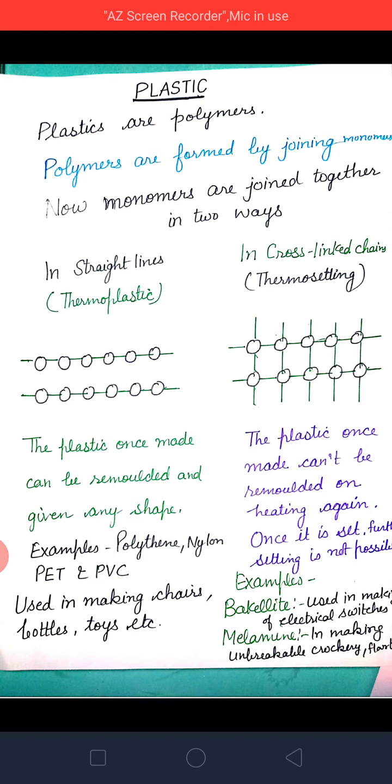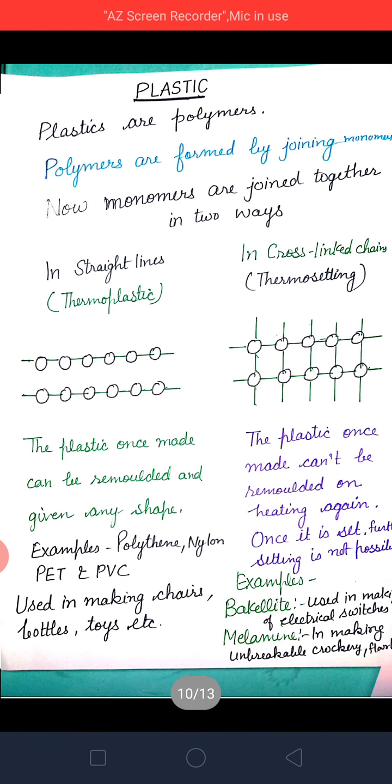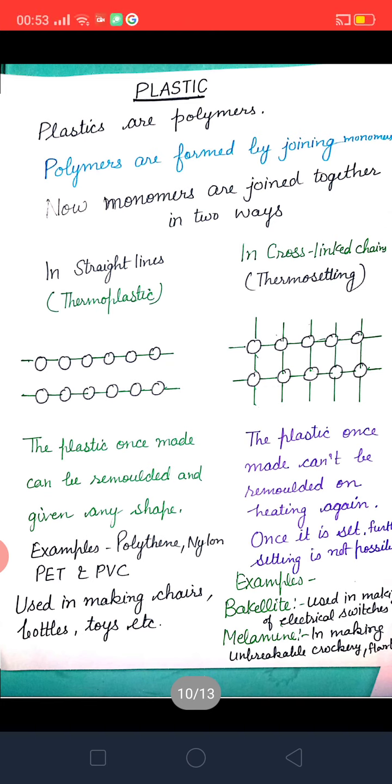Whereas thermosetting plastics are used in making, as we have studied already, electrical switches, and in crockery also. Unbreakable dinner sets are also made up of melamine. If you look at the back of the unbreakable plates, you can see melamine written there. So melamine is used to make the dinner set.